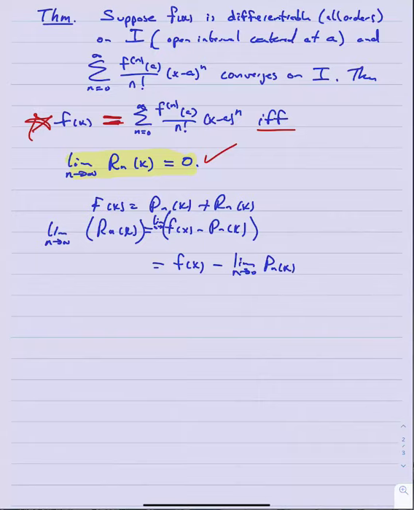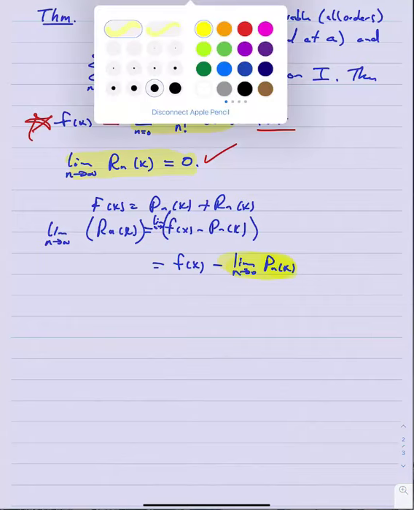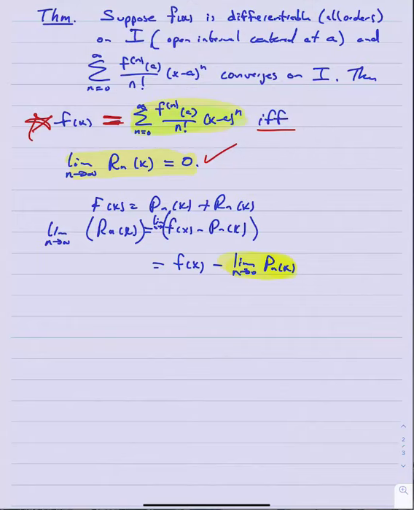Okay, remember, the Pn of x are the Taylor polynomials, and those are also the partial sums of our Taylor series. So if that Taylor series converges, this is just the limit of the sequence of partial sums, which means this is equal to the value of this series if it converges. And if the limit of that series is actually going to equal the function value, then the right side of this equation is zero, which means the limit of the remainder would also have to be zero. Okay, that's not a formal proof, but it's a sketch of the logic behind it.